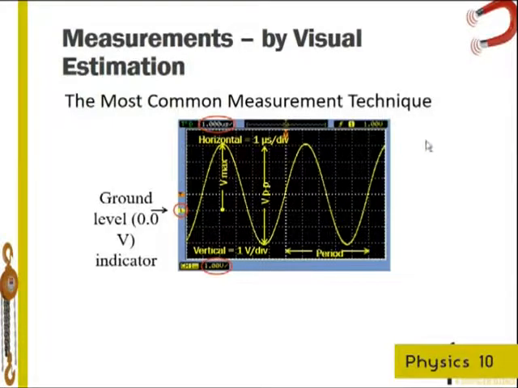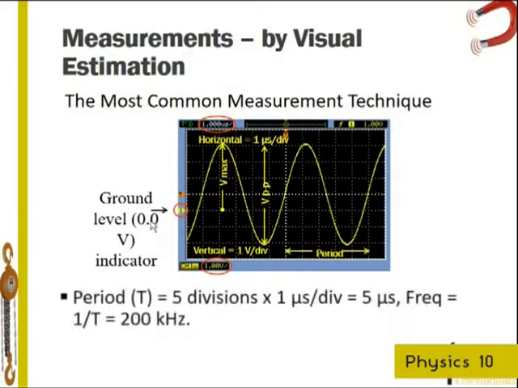Now, the most common measurement technique using an oscilloscope is as follows. We have a ground level, which could be anywhere on the oscilloscope. So let's say, for the sake of argument here, the ground level is set here at 0 volts. Now, if you look at the oscilloscope, you can see that the time period is actually 5 divisions or 5 blocks. So if we take from that particular starting point, we'll go 1, 2, 3, 4, 5. This is where the actual wave repeats itself. So that would represent the time period.